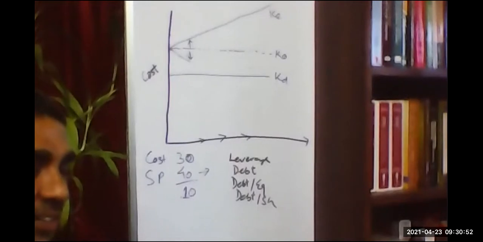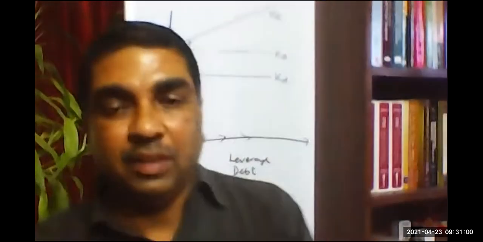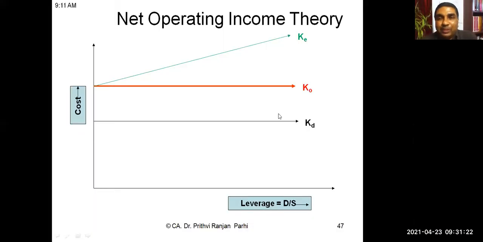Did you understand or not? Yes, sir. It's clear to you? Okay, good. Now you have understood that is why KO is constant. KO is constant because KE is increasing.